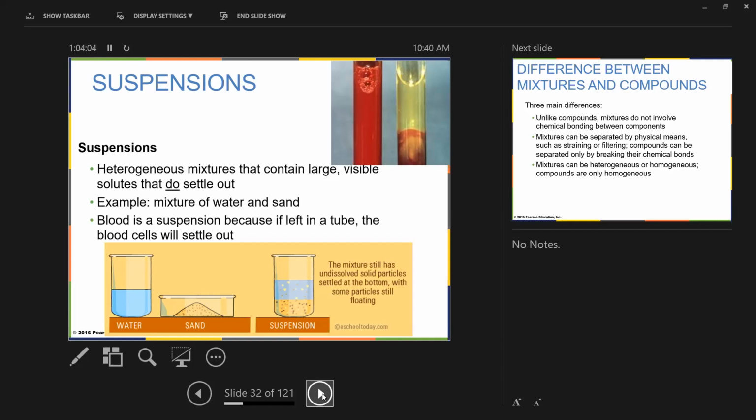Sweet tea is not a chemical change to the sugar. It's not a chemical change to the coffee particles in the coffee. It's a very fine size particle, but you can filter it. You can filter any of these mixtures. You can filter out the red cells and the white cells and the plasma from blood.